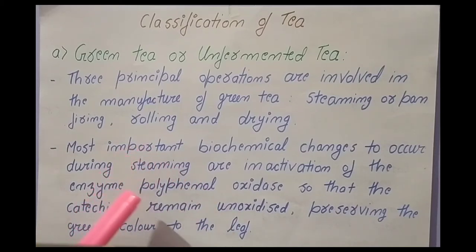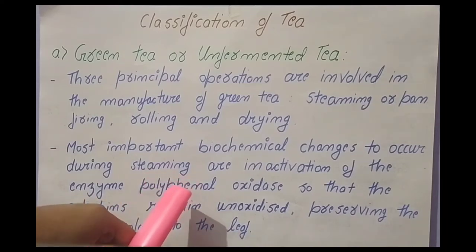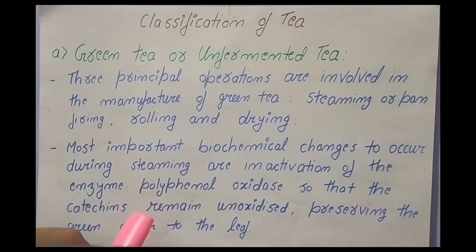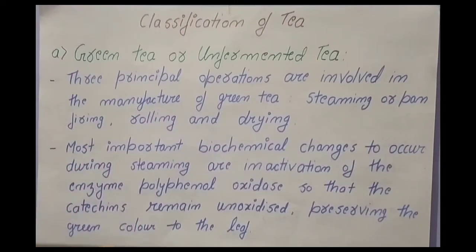What happens during the oxidation of tea leaves is that polyphenol oxidase is responsible for changing the catechin into either thearubigin or theaflavin, especially in black tea, so that the green color of the leaf is converted into red, brown or black. But in the case of green tea, steaming is done, which inactivates the polyphenol oxidase, so that the catechin remains unoxidized and the green color of the leaf is preserved.